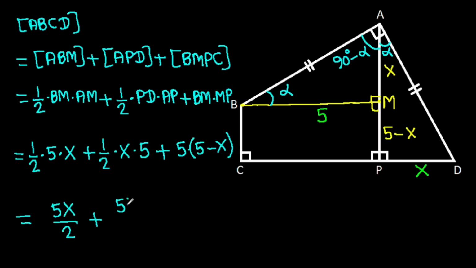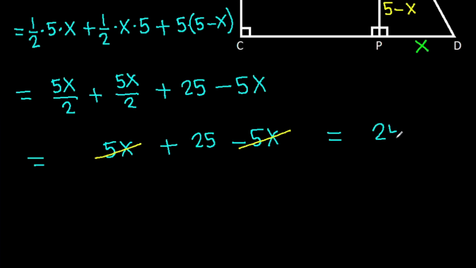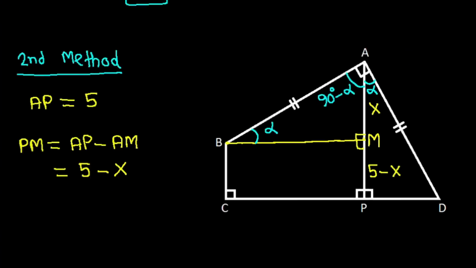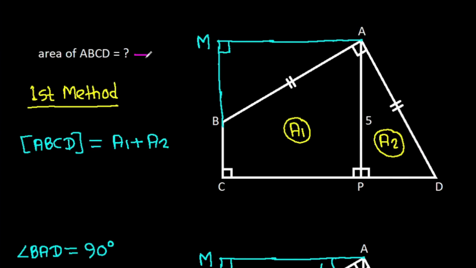and it is 5x/2 plus 5x/2 plus 5 times 5 is 25 and 5 times minus x is minus 5x, and it is 5x plus 25 minus 5x and 5x will get cancelled, so it is 25.